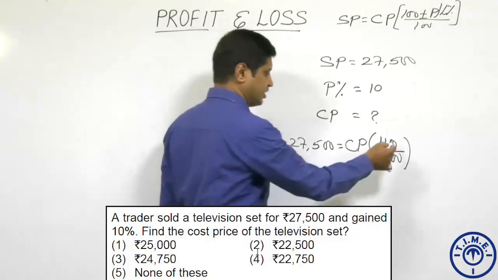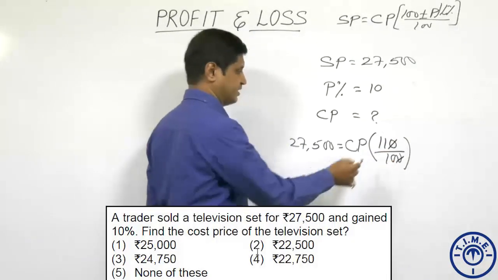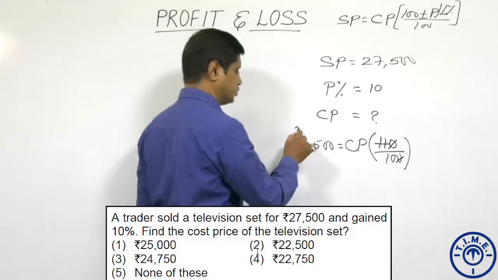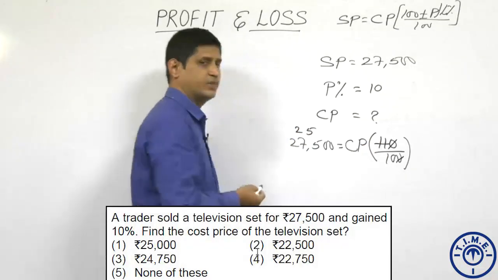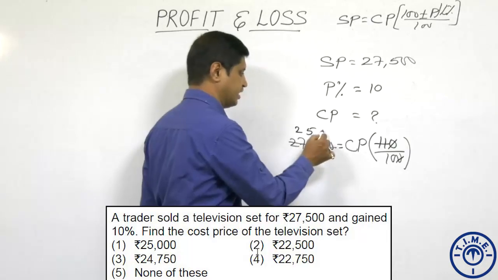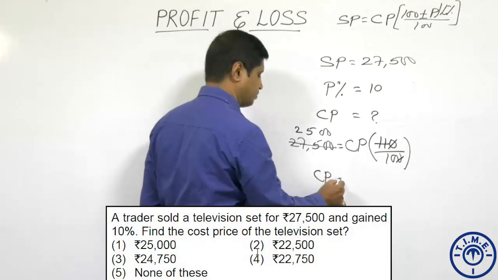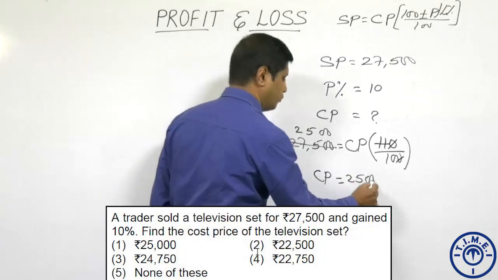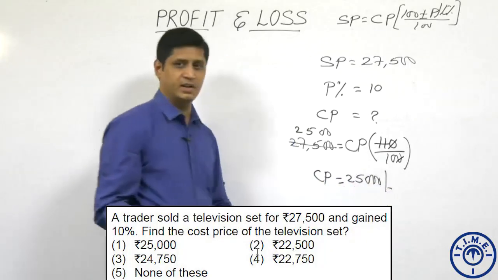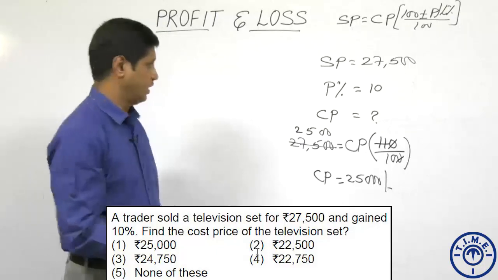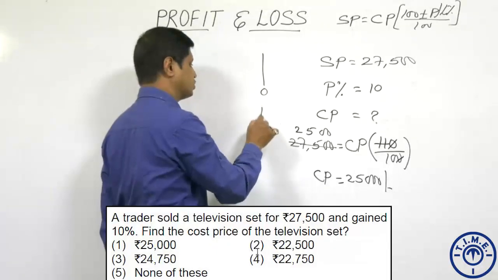Solving this, now the cancellation, 0 to 0 we can cancel. 11, it goes how many times? 25 times into 75. Of course 2 zeros are there, so we get 2500 into 10. It is the cost price of the article. It is 25,000. Now what is the correct option for this one? Choice 1. Of course we can answer the same question in another way.